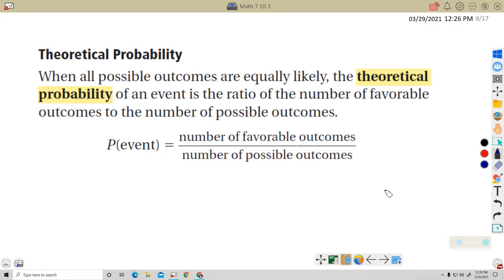Okay, now let's talk about theoretical probability. Theoretical probability is very similar to experimental probability, except we're not running an experiment. We are looking at all of the outcomes. This is basically what we did in 10.2. We're looking at the number of favorable outcomes divided by the number of all possible outcomes, right? So this is the theoretical probability. This is not the results of an experiment. It's just looking at all of the outcomes.